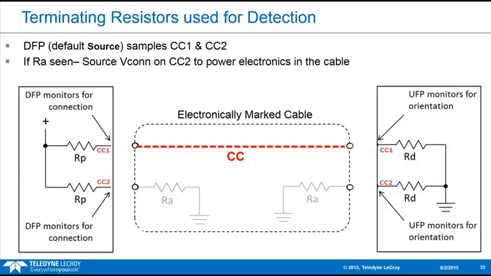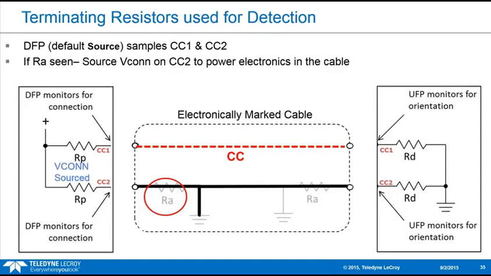So the DFP here is pulling up on both pins. He again senses the pull-down resistance at the far end. These E-marked cables present a load on the line known as Ra. So the receptacle can sense another voltage divider right here. So he knows there's cable electronics out there that needs Vcon.